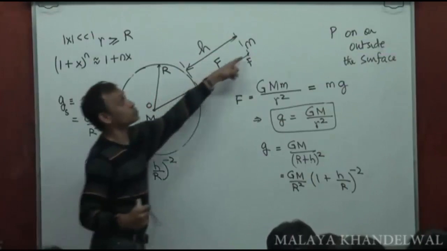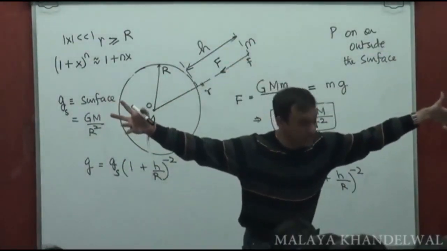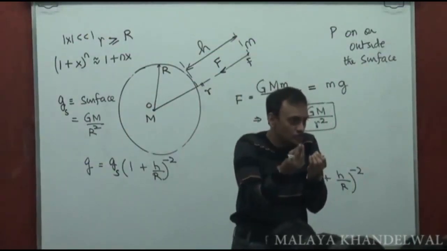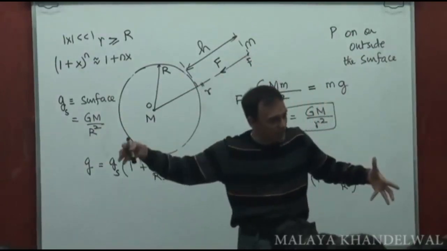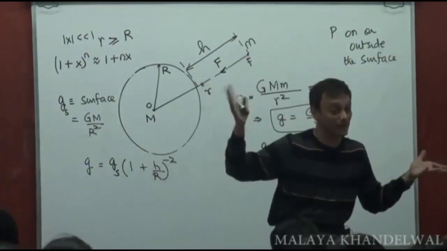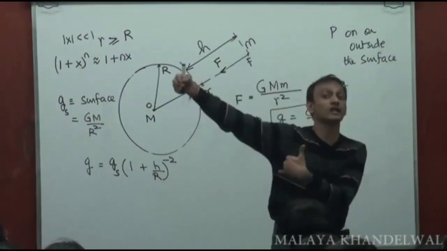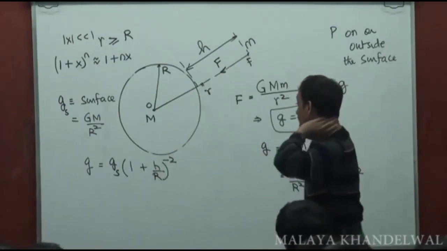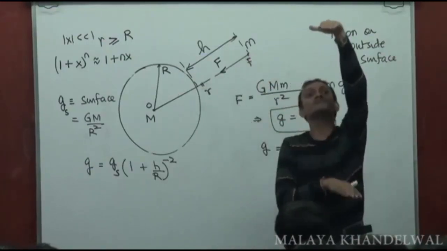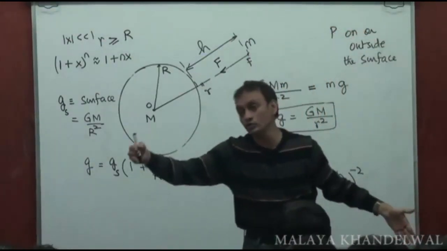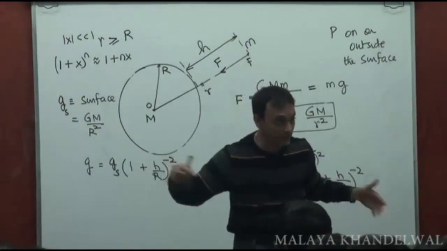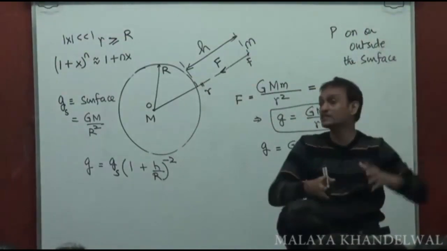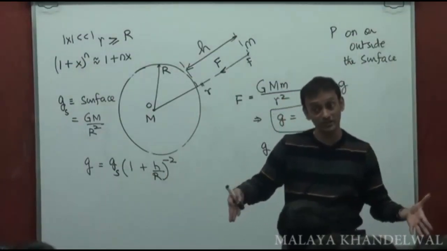Now, there are two possibilities. One, this height h could be comparable to the radius of the Earth, in which case h by R will not be small. For example, it could be R by 2, or R by 3, or 2R, which is comparable to the radius of the Earth, in which case I cannot consider it to be small. But if h is only 100 meters, that's really small compared to 6,400 kilometers, the radius of the Earth. Even if you raise a particle to 200 or 300 meters or even a kilometer, that is much smaller.